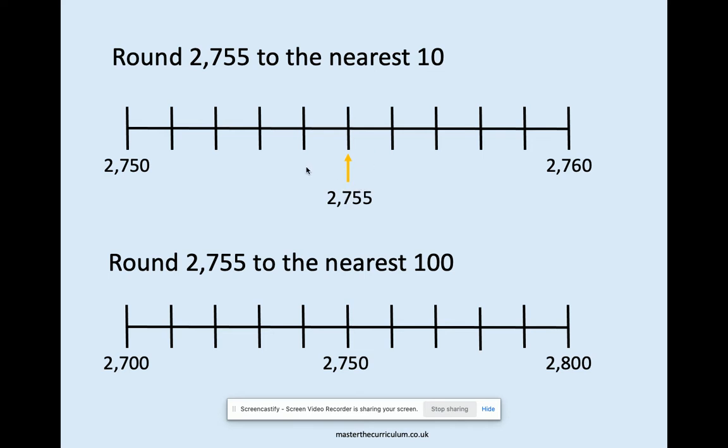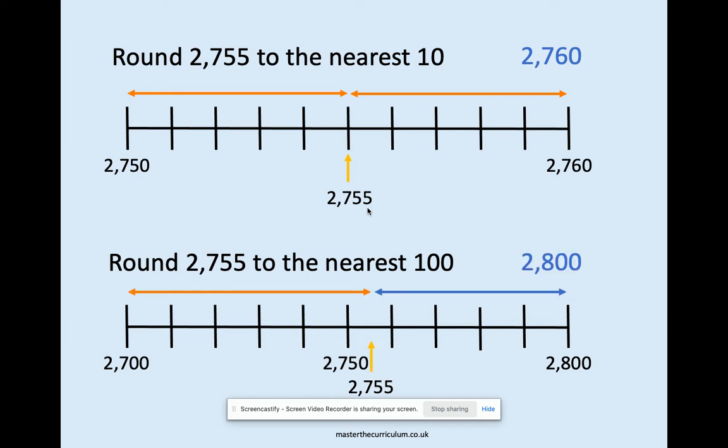2,755. I can't speak today. So you can see that my number is very, very close together. It's actually right in the middle. 55 is in the middle of 50 and 60. But because our rule says we have to look at the ones, we are rounding up and our number will be 2,760. Now, if we want to round to the nearest 100, what are we going to do then? Pause the video and have a little think.